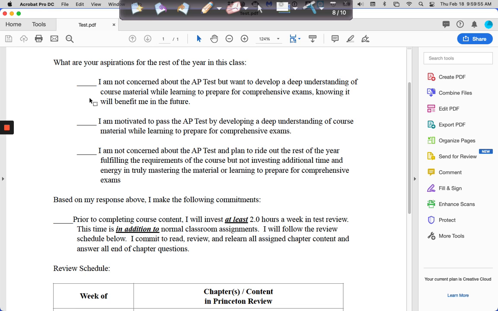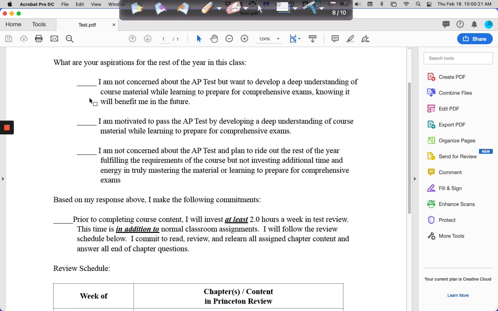The only classes that you take at Orem High that look anything like finals week in college are your AP classes. No matter what we say about finals week at the end of the year, it's not. Anyway. Number two is that I am motivated to pass the AP test by developing a deep understanding of course material while also learning to prepare for comprehensive exams.